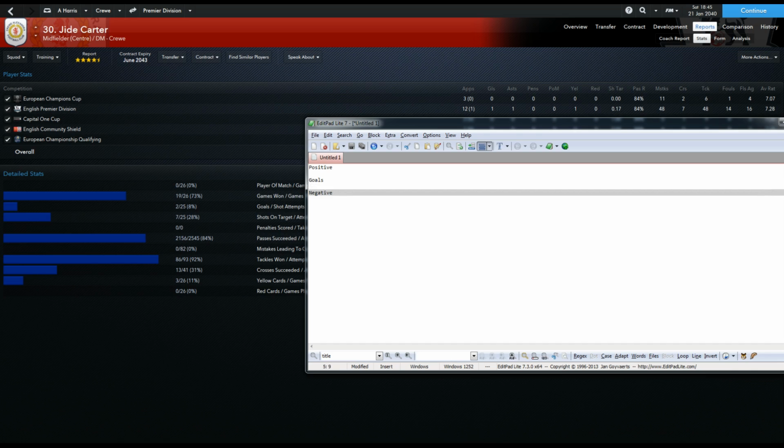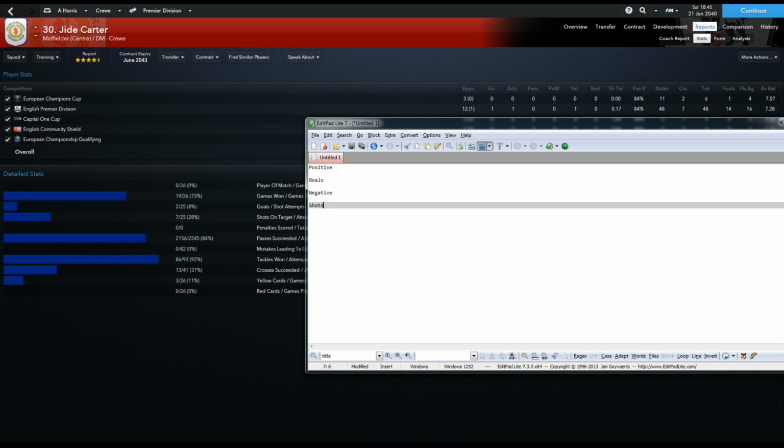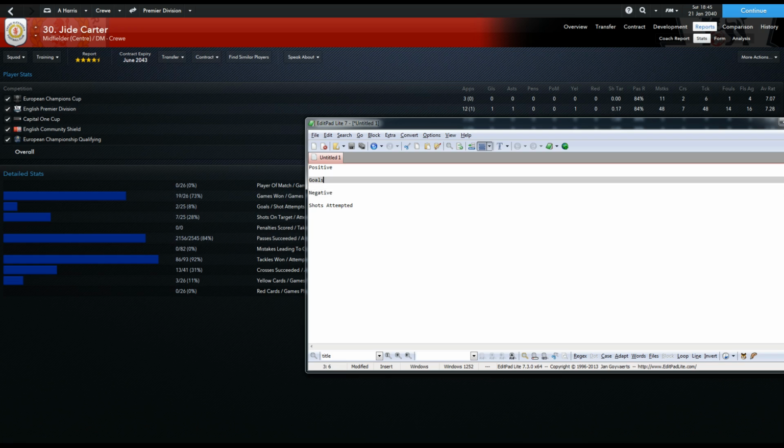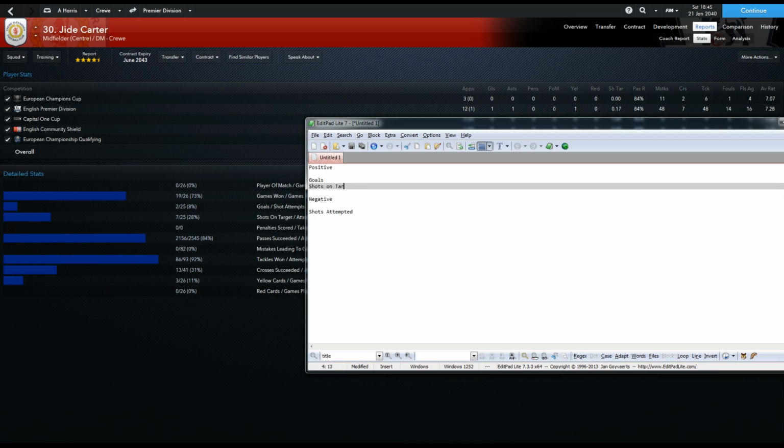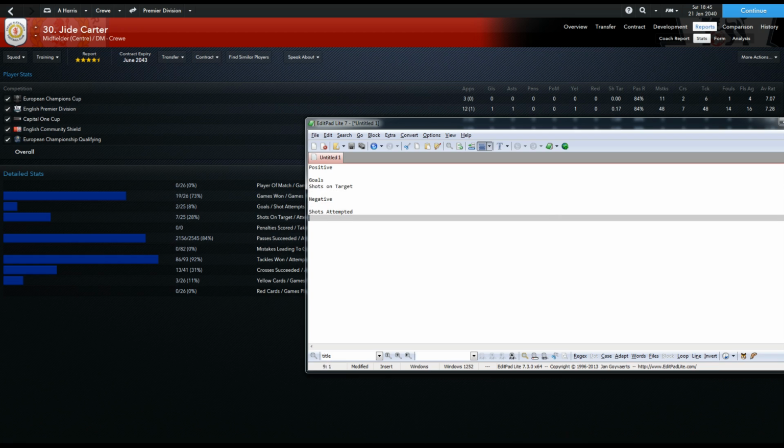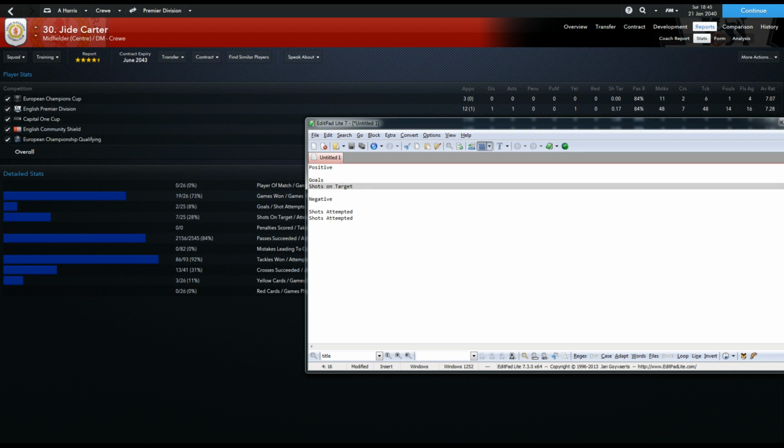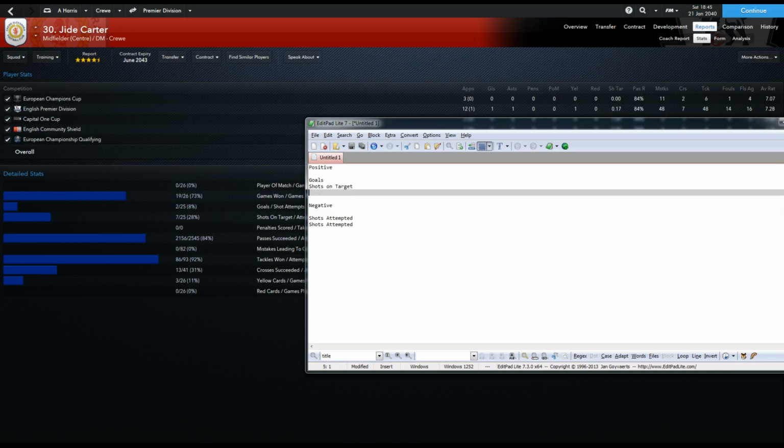Negative, shots attempted. Like I said, this is very rough. Shots on target's a positive. Once again, shots attempted. Now, I do know this is listed twice, but I think it is important because we're looking at goals as well as shots on target, because a person could obviously have a shot on target that isn't a goal. Penalties I'm not really going to worry about. Once again, you could use it as an individual performance, but we're not going to.